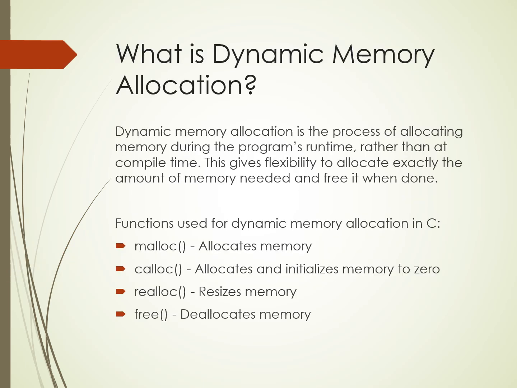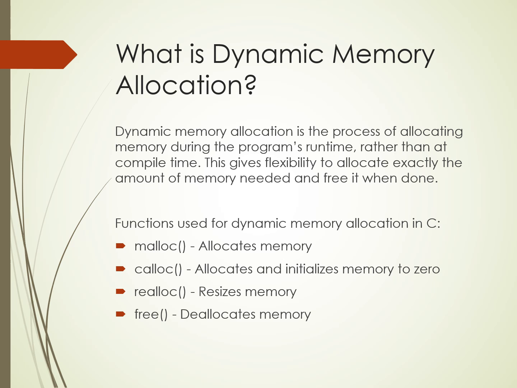Dynamic memory allocation is the process of allocating memory during the program's runtime rather than at compile time. This gives flexibility to allocate exactly the amount of memory needed and free it once done. When we initialize a variable with a static declaration, the memory is assigned at compile time. Rather, if we do dynamic memory allocation, the memory will be allocated during runtime.